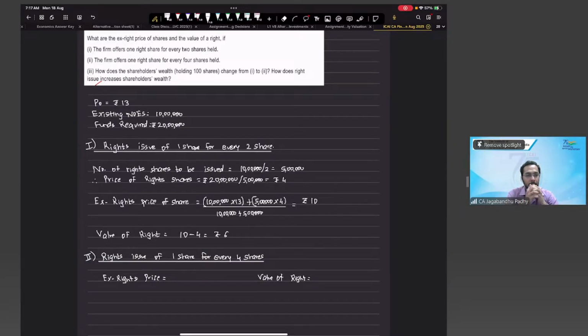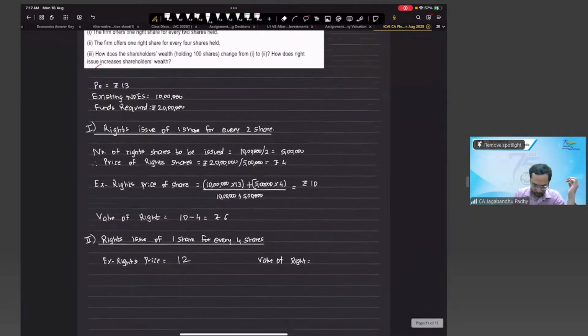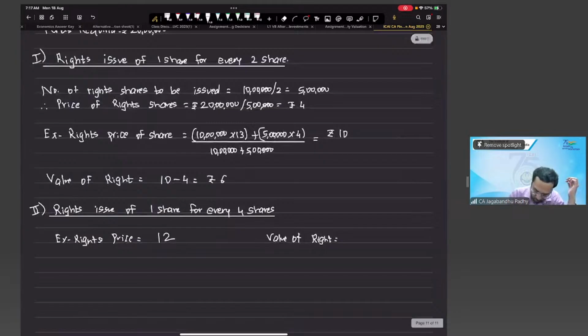So X rights price is 12 per share. Value of right is 4. Okay, everyone got it?